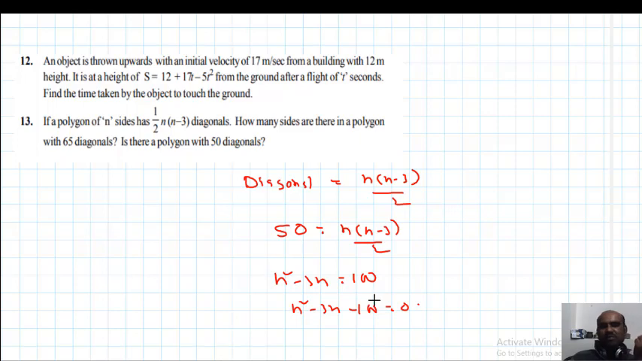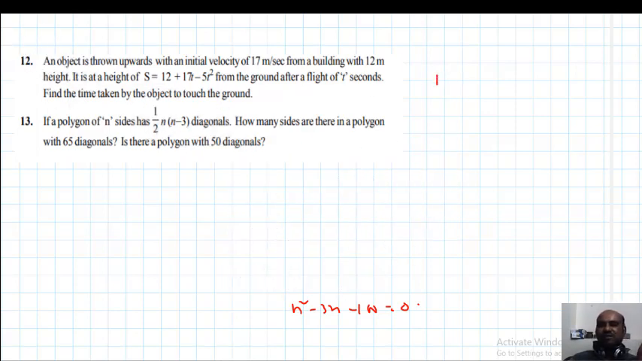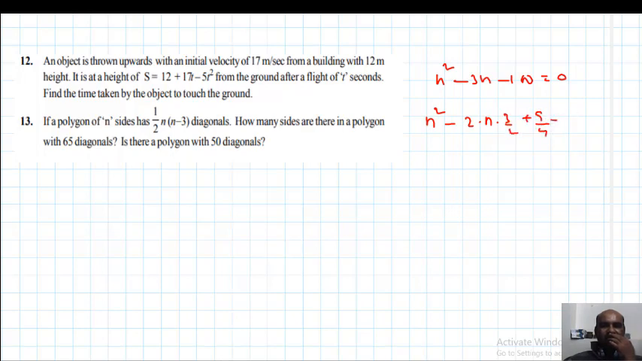So try to find factors, if possible. But n should be a natural number. Whether it exists or not, we don't know. That's why I want to use the perfect square method to find out, because the discriminant concept is not yet introduced. So what is given here? N square minus 3n minus 100 equal to 0. I want to cross check whether n exists or not. So n square minus 2 into n into 3 by 2 plus 9 by 4 minus 9 by 4 minus 100 equal to 0. N minus 3 by 2 whole square equal to 100 plus 9 by 4.